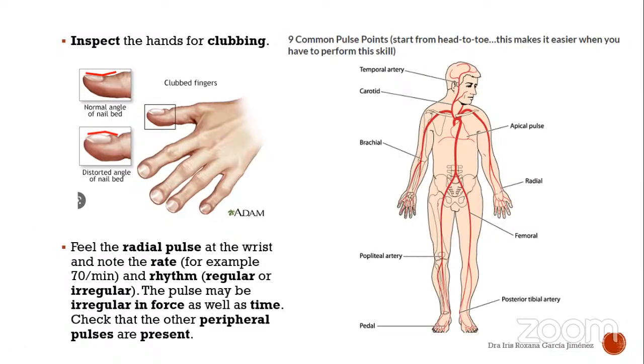For making the physical exam, we must check the pulse, right? We feel the radial pulse at the wrist and note the rate, for example, 70 per minute, and rhythm, regular or irregular. And the pulse may be irregular in force as well as time. Check that the other peripheral pulses are present. We have on this chart all the pulses we can check. Okay, techniques, maneuvers, of course, we know. We have the information about it from medical school.